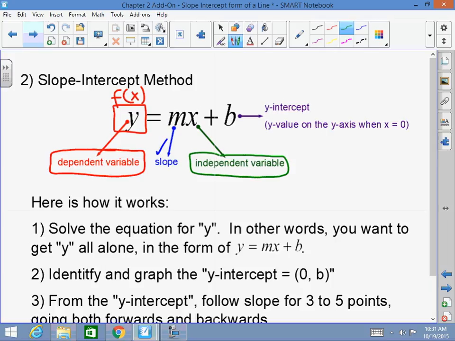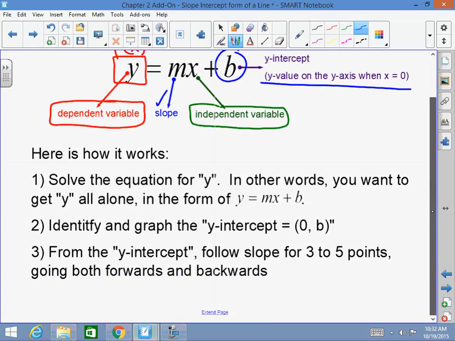It's independent. And then last but not least is the b, which is called the y-intercept. It is the y value on the y-axis when x equals 0. If you know this formula, you know how to understand it. It's so easy to graph. All you got to do here, my friends, is first of all, you always have to solve for y.